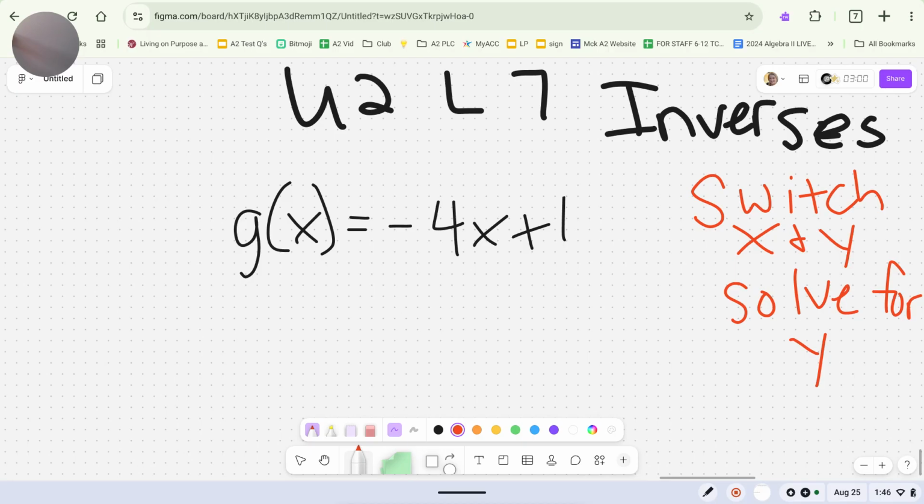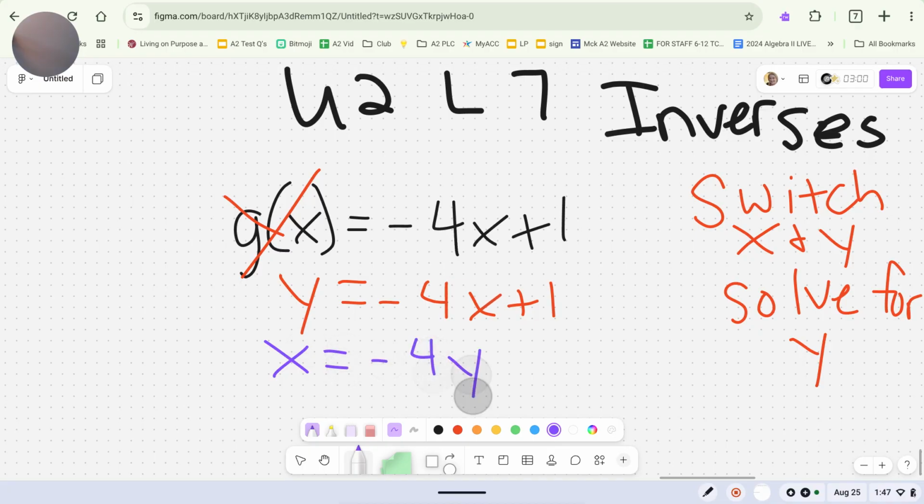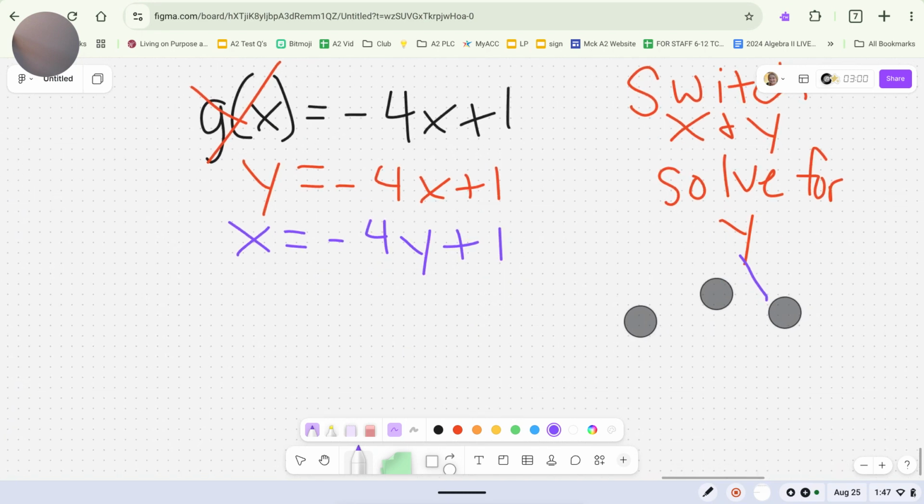So now I'm going to rewrite it, and since I know that anything of x is really y, that would be y equals negative 4x plus 1. I'm going to switch them, and I'm going to say x equals negative 4y plus 1. This is the first step I'm going to take in solving my inverse function. So now I just need to get y by itself.